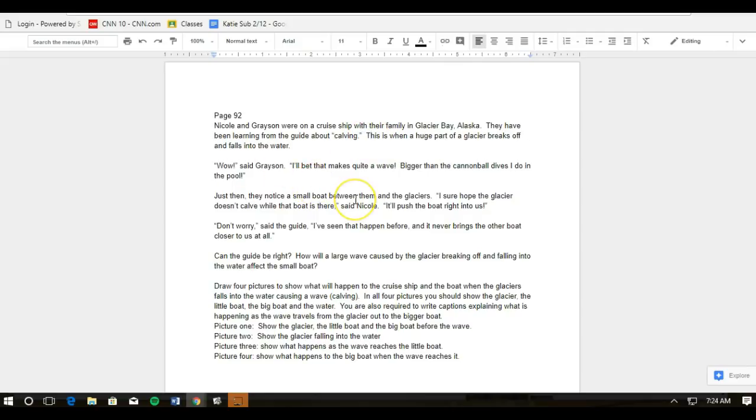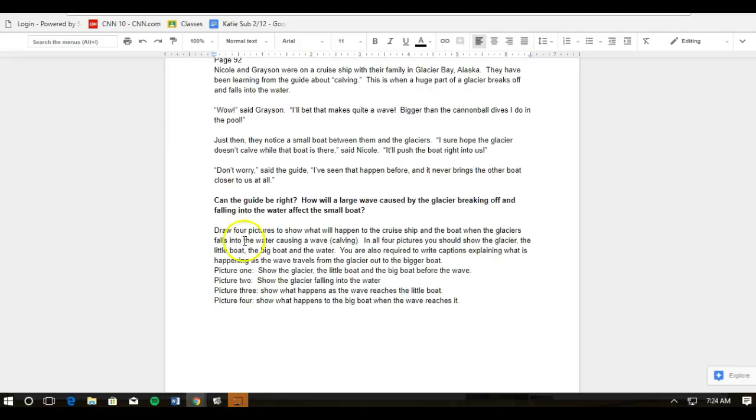Wow, said Grayson. I bet it makes quite a wave, bigger than the cannonball dives I do in the pool. Just then they noticed a small boat between them and the glaciers. I sure hope that glacier doesn't calve while the boat is there, said Nicole. It'll push the boat right into us. Don't worry, said the guide. I've seen it happen before, and it never brings the other boat over closer to us at all. Can the guide be right? How will a large wave caused by the glacier breaking off and falling into the water affect the small boat?